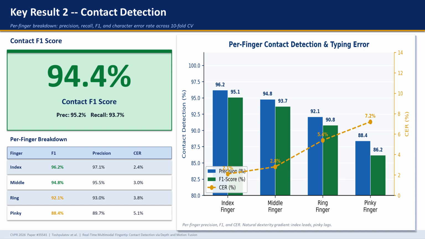This depth precision translates to contact detection performance. Our system achieves 94.4% F1 score with 94.8% precision and 94.1% recall. Per finger results follow a natural gradient. Index finger at 96.2% F1, pinky at 88.4%, mainly due to self-occlusion during natural typing.